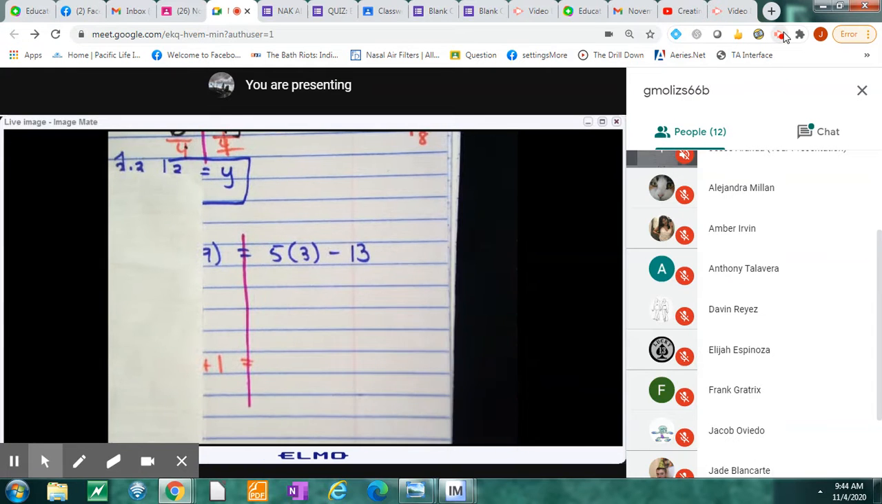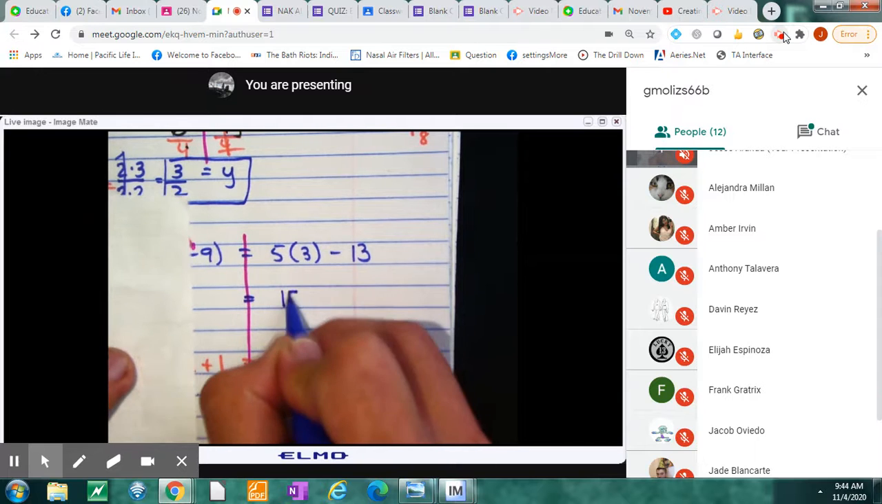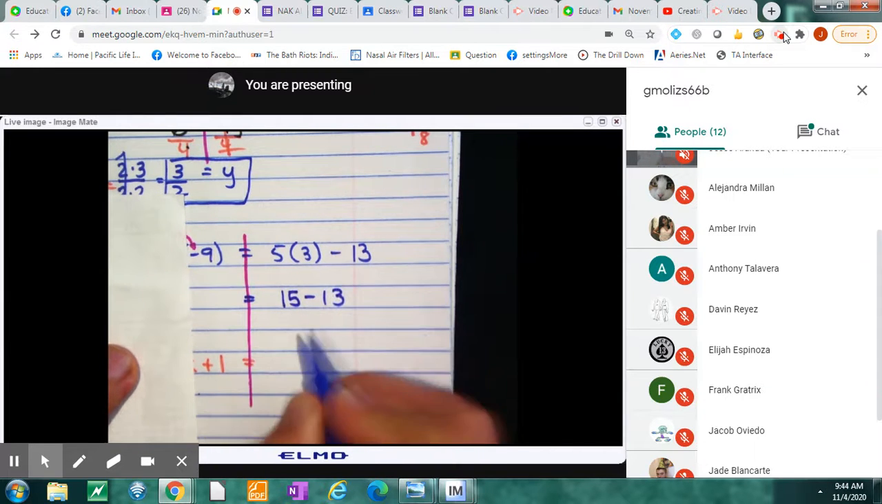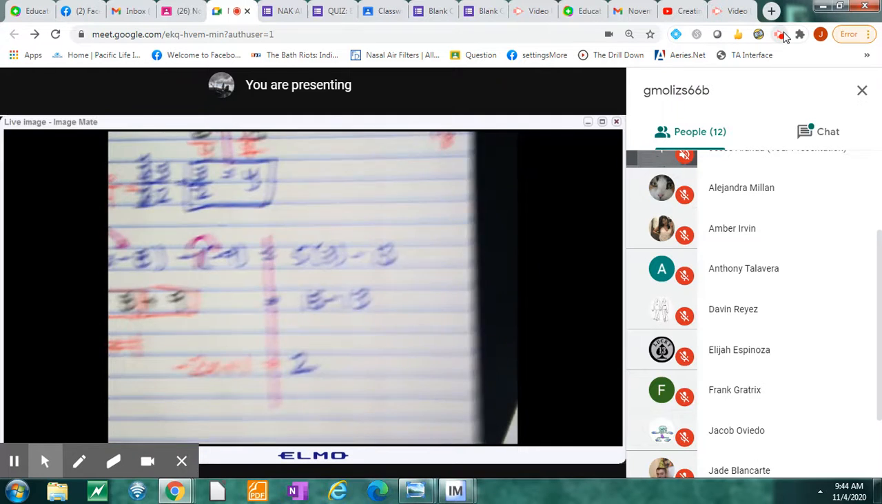Multiply. 5 times 3 is what? 15. So it was right here on this side. So 15 take away 13 is what? 2. Oh, that was easy, right? That was pretty easy.